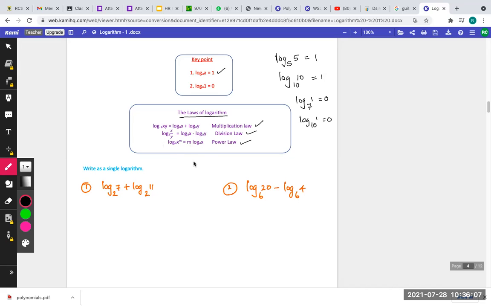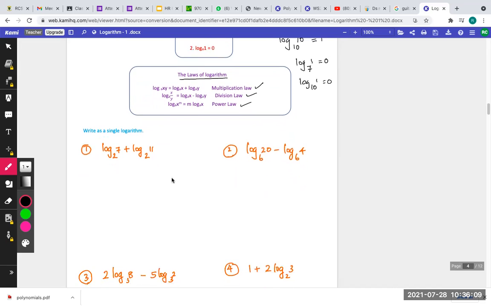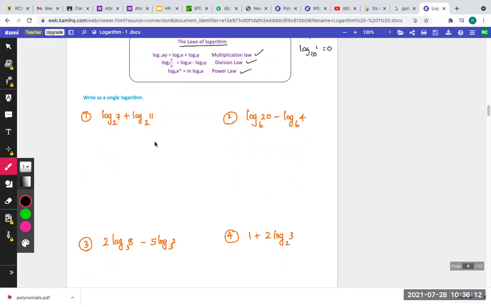Right? So by using this, we will be solving a few problems. Okay, the following are some problems, and later I'll give you a worksheet of that. Okay, write as a single logarithm. You can see that there are 2 logs given. We wanted to make it as a single one.